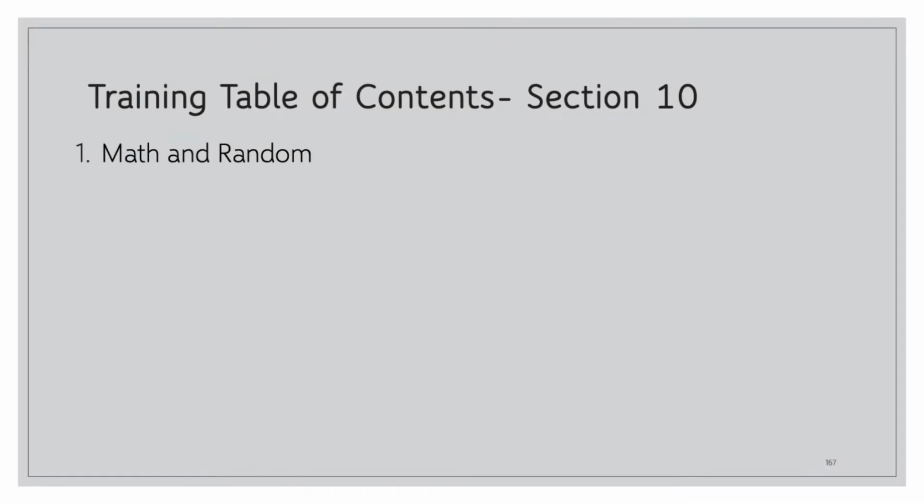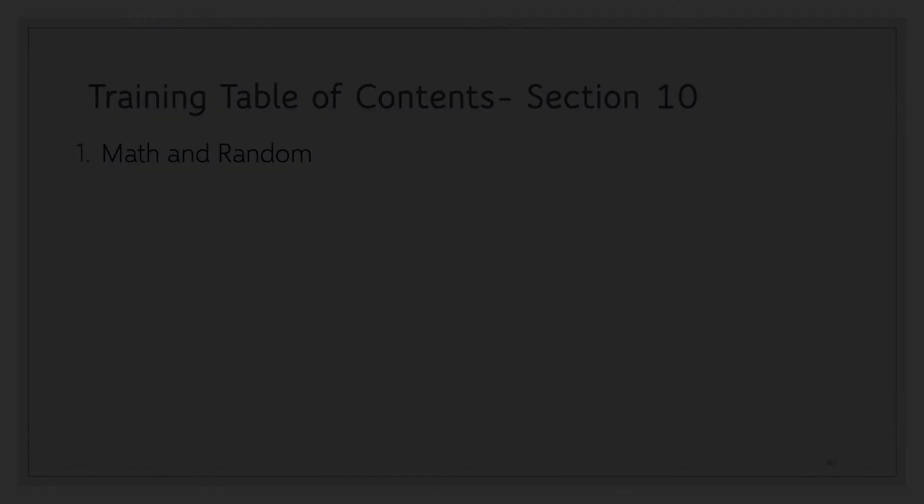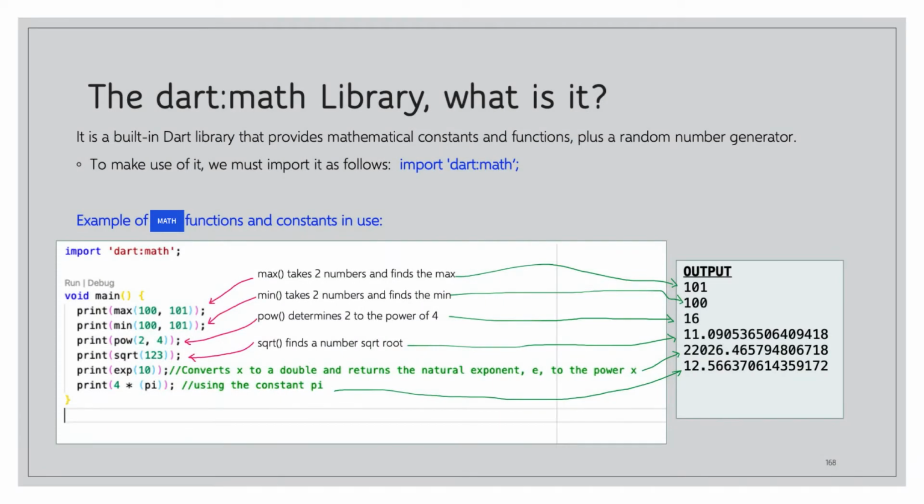Today we're going to cover off on the math library and the random class. This is section 10 and we're going for it. So what is the Dart Math Library? The Dart Math Library is a built-in Dart library that provides mathematical constants and functions, plus a random number generator.